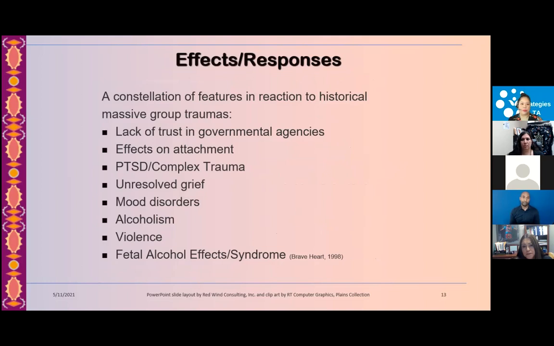And so when we talk about historical trauma, we talk about those historical trauma responses that are still present in our communities today. And unfortunately, even within our population, even within my own community, we don't know this. We don't make that connection between historical trauma and intergenerational trauma and how that has changed us as a people. We see a constellation of features and reactions to the historical, the massive group traumas that our population experienced. Because of these traumas, we have lack of trust in governmental agencies.